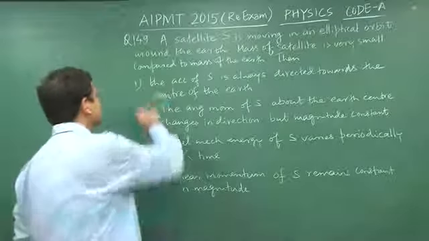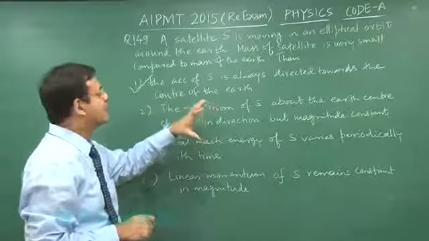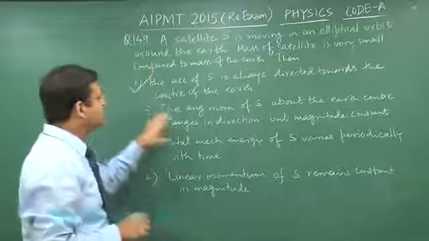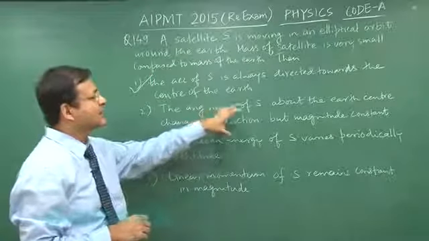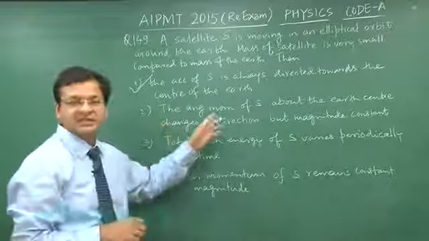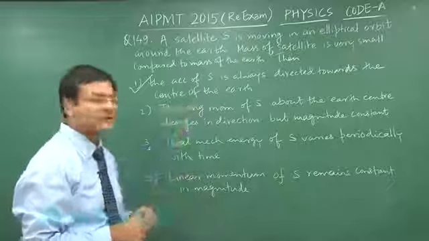The first option is the correct option here. It is saying that the acceleration of satellite S is always directed towards the center of the earth. This is a correct statement. So I will be marking answer 1. The second statement says that the angular momentum of S about the earth center changes in direction. This is a wrong statement. Angular momentum is constant in direction and magnitude as well.